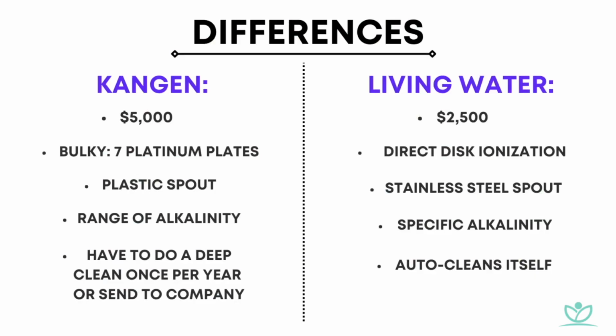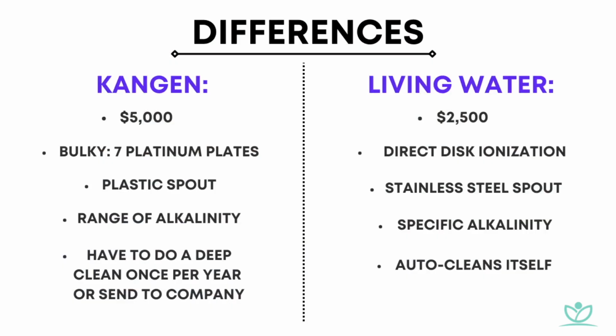Let's start with the first one. The Kangen machine is $5,000. There's different versions of the Kangen machine. I think there's one for $4,000, $5,000, and $6,000. With the Living Water machine, there's only one option and it's $2,500. So already half the price.